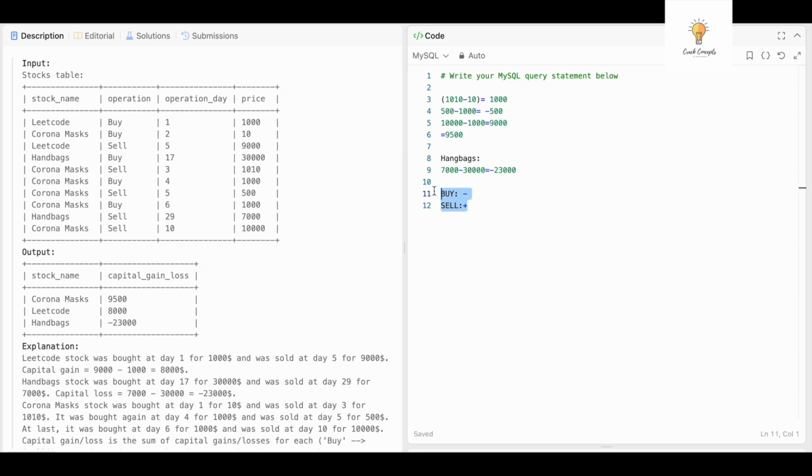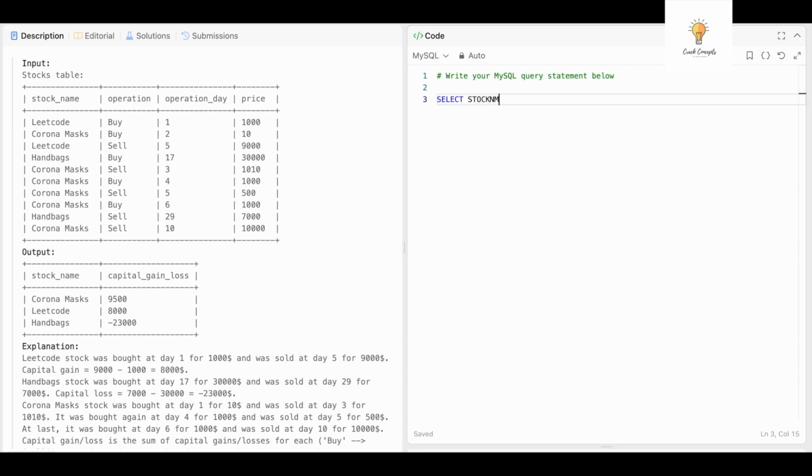So there are two scenarios. For buy, I will have minus into price, and for sell it will be plus into price, and I just need to add these values. And whenever there are scenarios and the values need to change as per those scenarios, we use a case statement. So let's try to write this query.